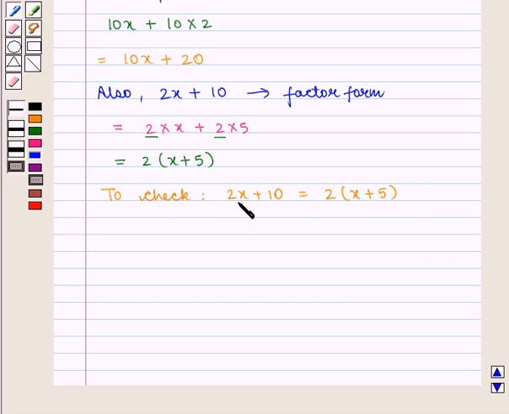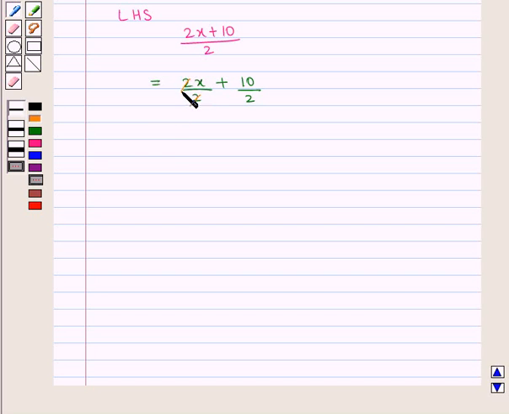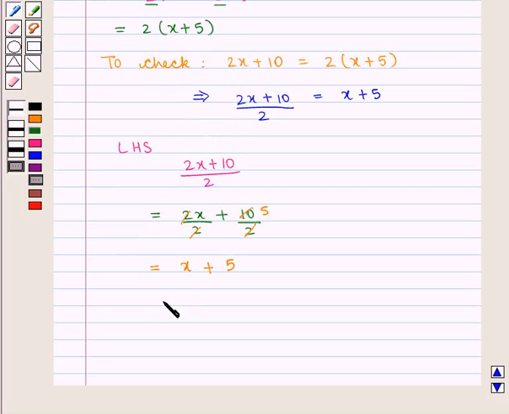Now 2x plus 10 is equal to 2 into (x plus 5), which implies that (2x plus 10) upon 2 is equal to x plus 5. If we take the expression on the left hand side, we have (2x plus 10) whole upon 2, and we can write it as 2x upon 2 plus 10 upon 2, which is equal to x plus 5, and it is equal to the expression on the right hand side.